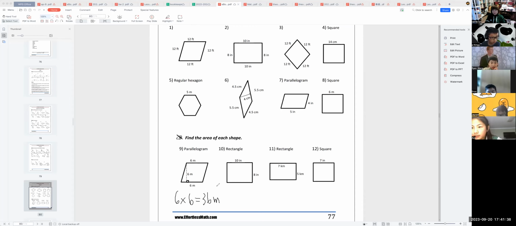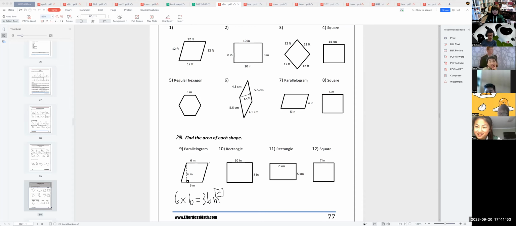Everybody, Athene, 36 what? Meter? Remember, Athene, tell me. Meter. Ooh, Athene, no. Square, you have to put a two thingy there, everybody.